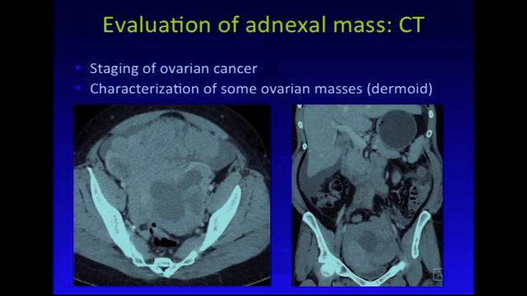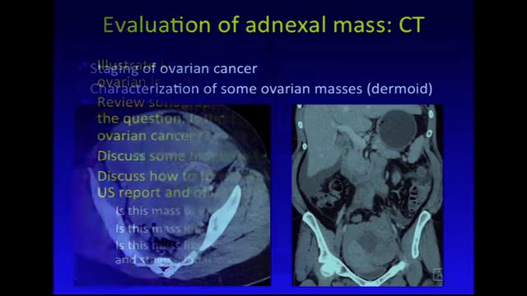CT is really helpful in staging of known malignant ovarian lesions, so staging of ovarian cancer. As you can see here, it shows extra-adnexal carcinomatosis and ascites, in addition to this mixed solid and cystic mass in the pelvis. It's also helpful in characterization of some ovarian masses, such as dermoid, by detecting the fat within them.